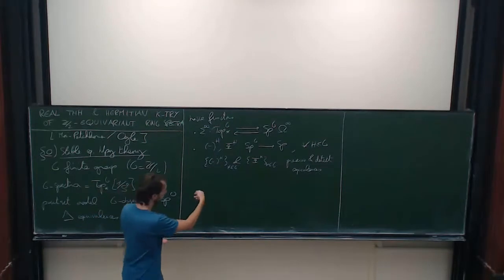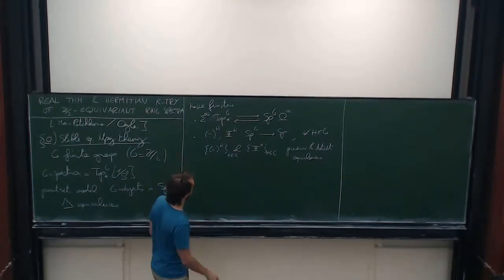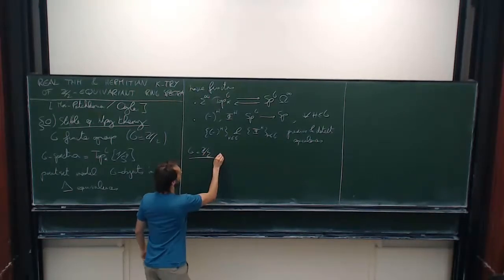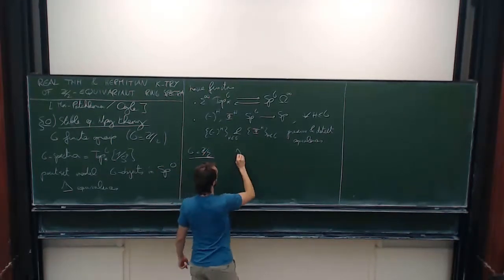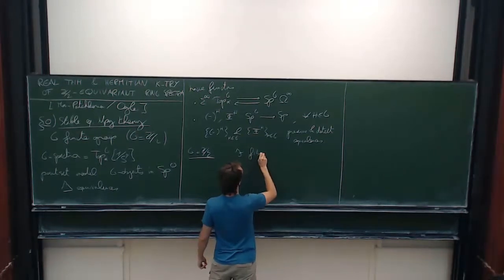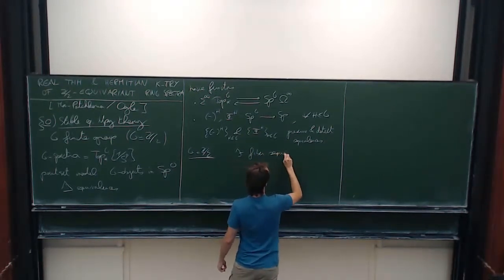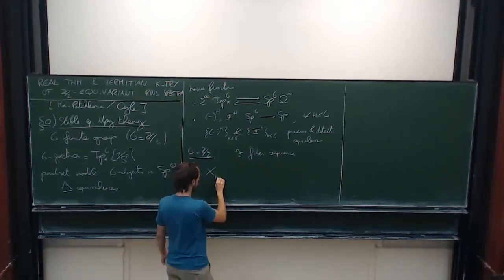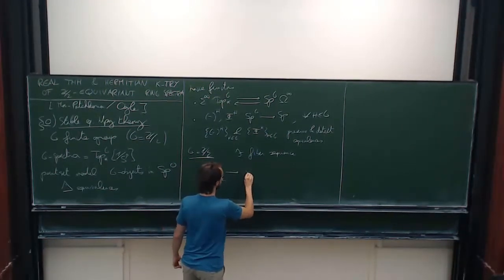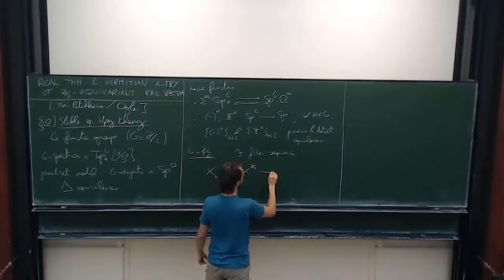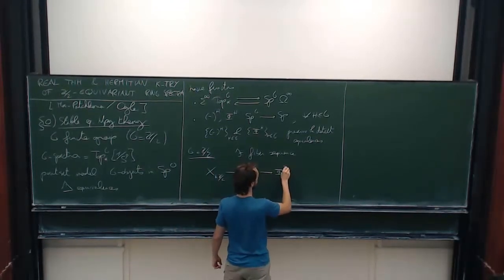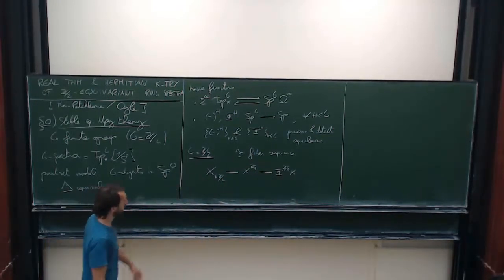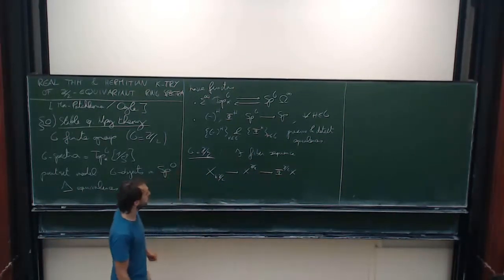And how are these related? Now let's specialize this to G equals Z mod 2. How are these related? Well, there is a cofiber sequence or fiber sequence. So if you take a Z mod 2 spectrum, you take the homotopy orbits, these map to the fixed points, and these map to geometric fixed points. Okay. So this gives you a relation between these two different types of fixed points.